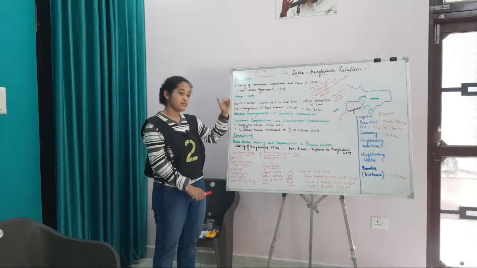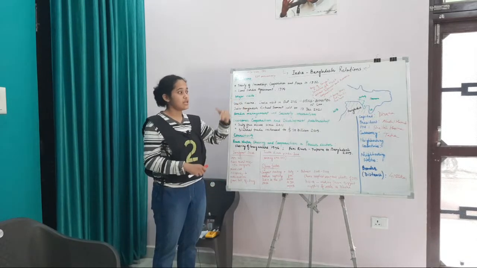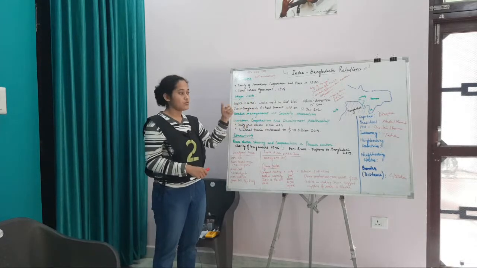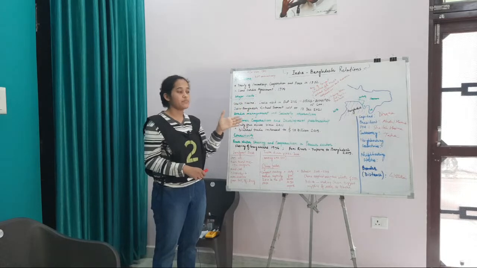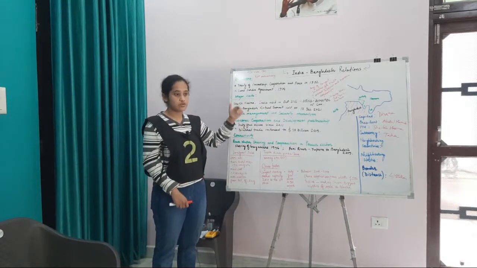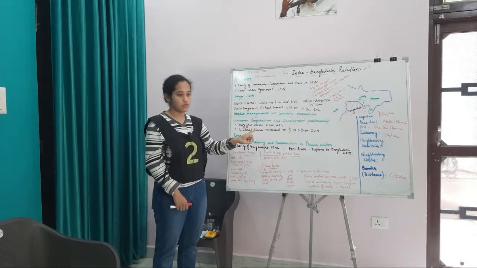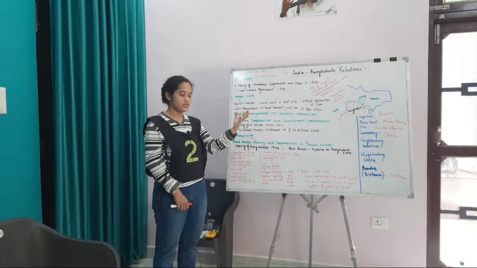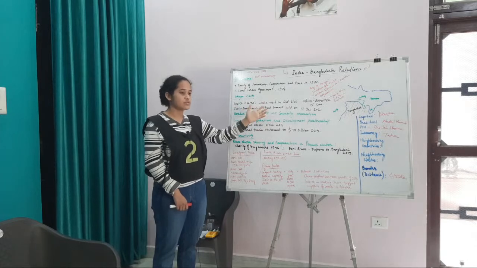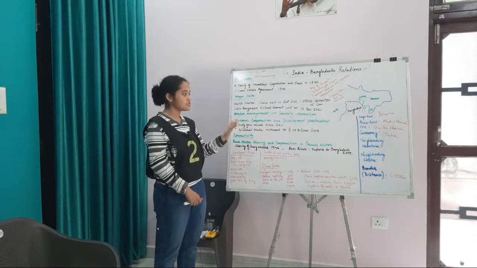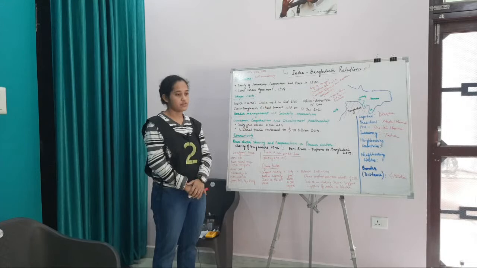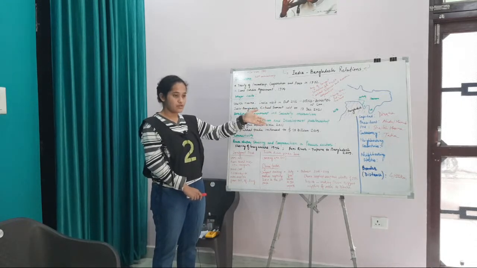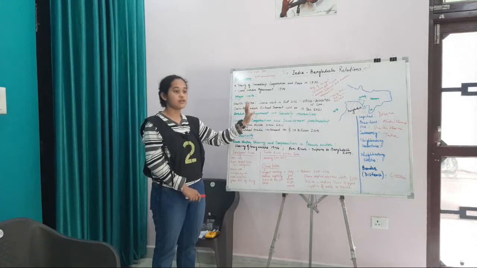Awami League was the first party and they have been in power since 2009, and India was the first country to support Bangladesh during the liberation war. So Awami League has inclined towards India, and India also benefits when this party is in power. So Sheikh Mujibur Rahman was the first leader of that party.